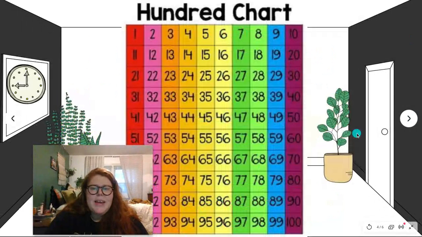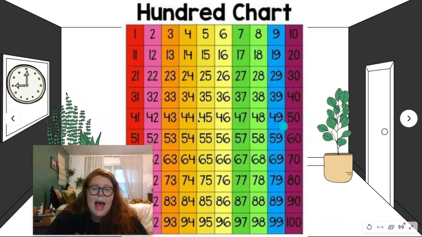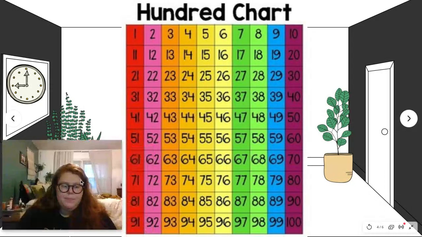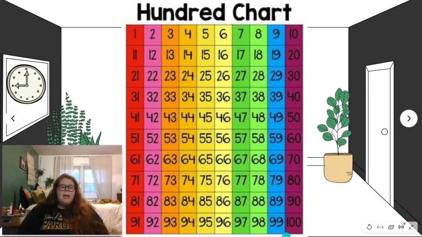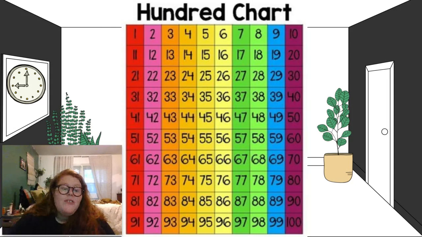Now, the next thing in our morning meeting is our activity. And for our activity today, I have a hundreds chart. And on this hundreds chart, how many numbers are there? Right, there's 100 numbers because it's a hundreds chart.